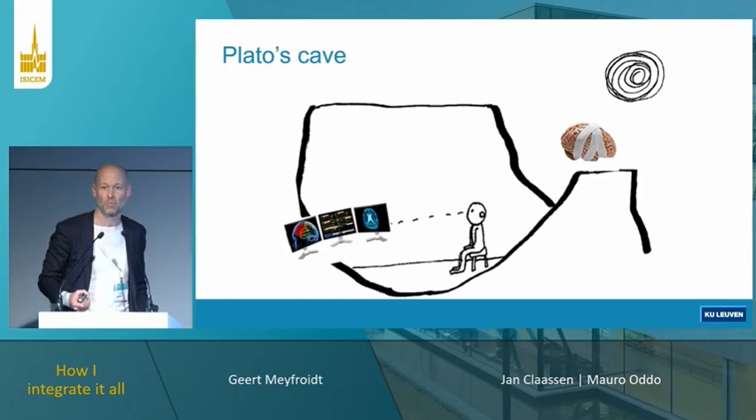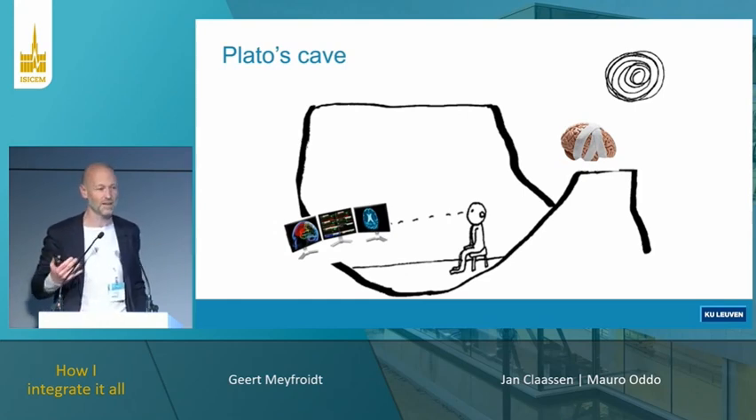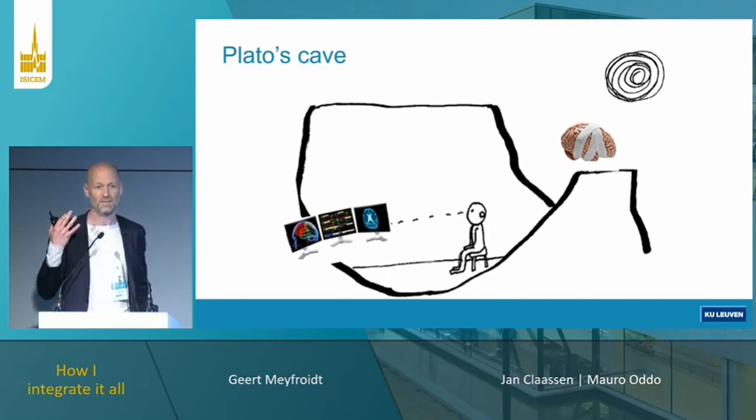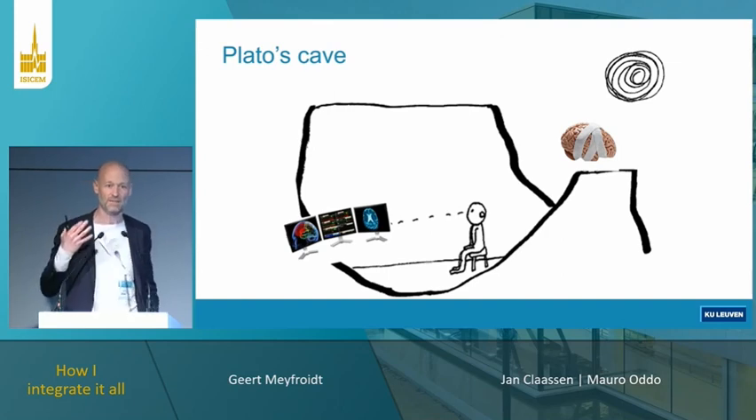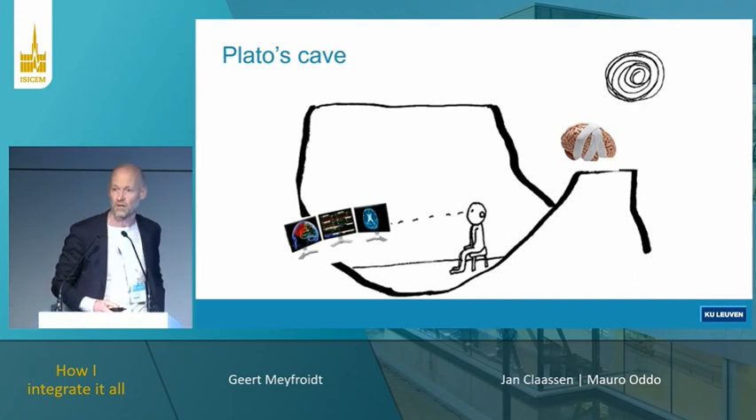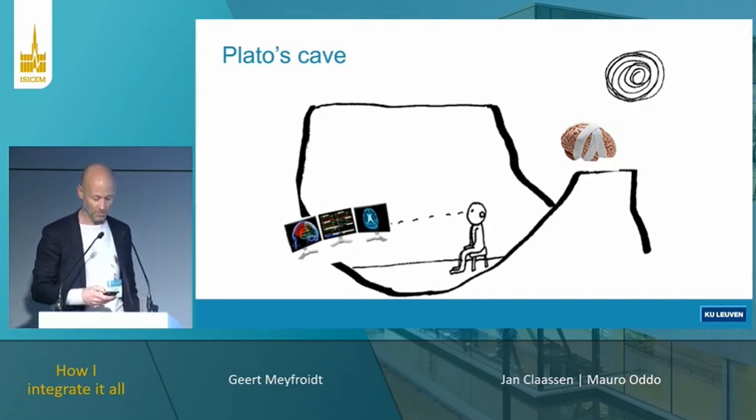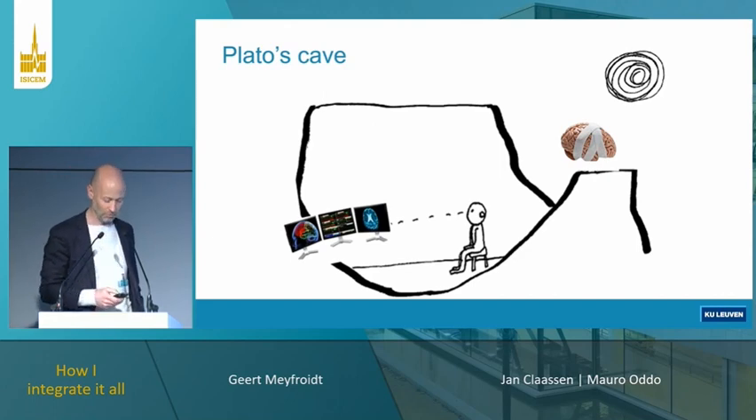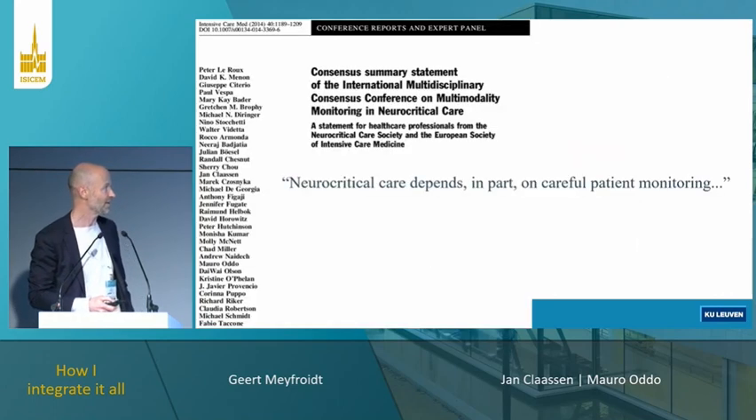When it comes to neuromonitoring, the analogy with Plato's cave is always there, right? So we know that there's a lot of things going on in the brain, that there's inflammation, hypoperfusion, hypoxia, edema. And with our monitoring, we try to get some idea of what is going on inside the skull, but it's merely a reflection of the actual phenomena, and we will never be able to grasp it completely.